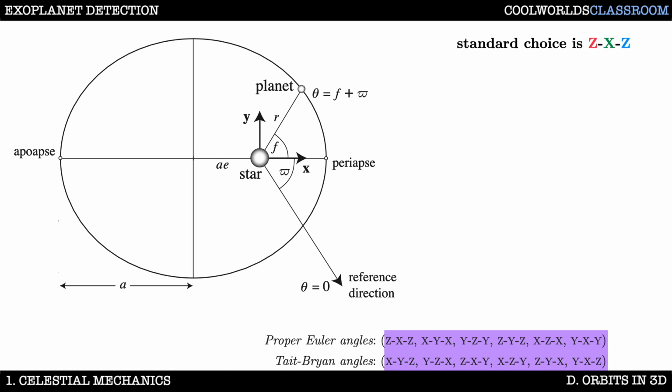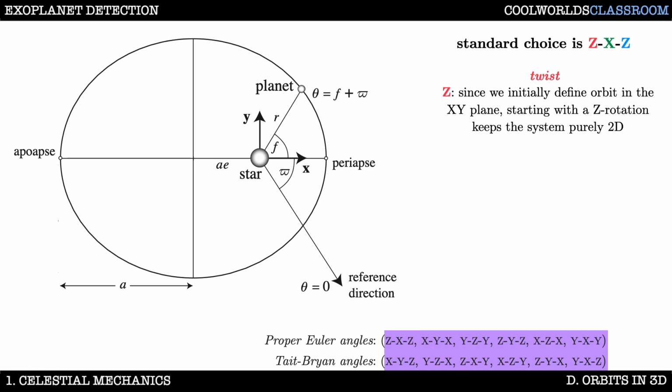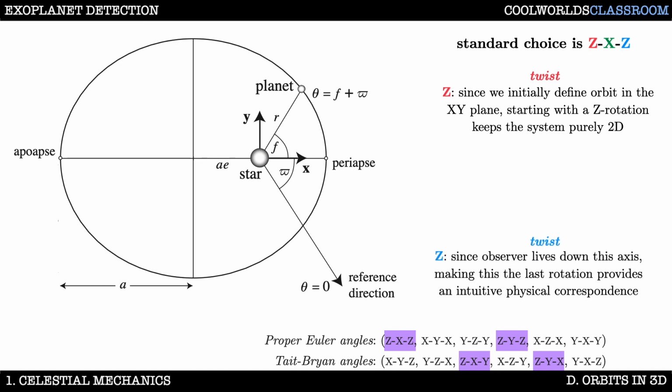And, to some degree this is arbitrary, but there is a logic behind this choice. The first rotation is chosen to be Z because the orbit lives in the xy plane. So doing so keeps the system 2D and thus simpler. So making this choice removes the following options. Now, skipping ahead to the third choice just for the moment, a Z is again used, thus following the proper Euler procedure. The motivation here is that the observer is defined as living down the z-axis, so making this the final rotation gives it a direct physical and intuitive interpretation.